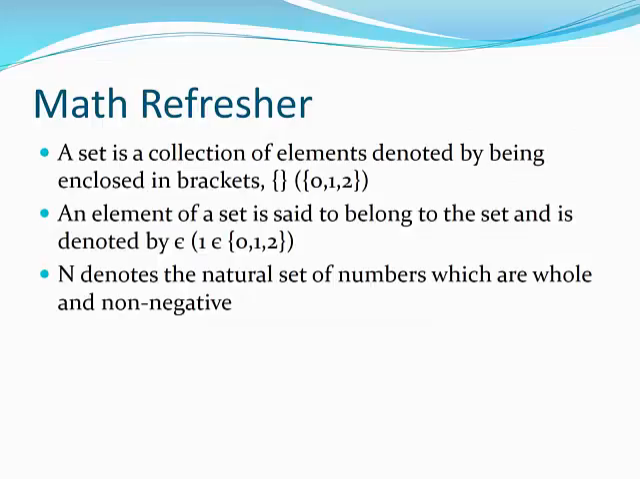This is denoted by a funny looking E, which is really the Greek symbol for a lowercase epsilon. So in the second bullet, we see that the number 1 is an element of the set that follows the epsilon character. The 1 in this case could also be a 0 or a 2, and it would be a correct statement. And within math formulas, the letter N typically refers to the natural set of numbers, which are whole numbers and are not negative.